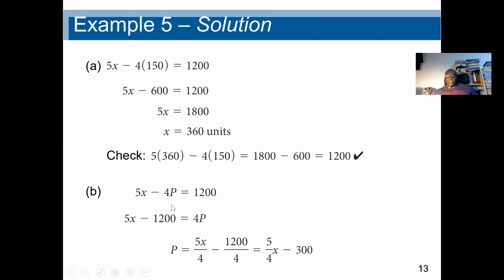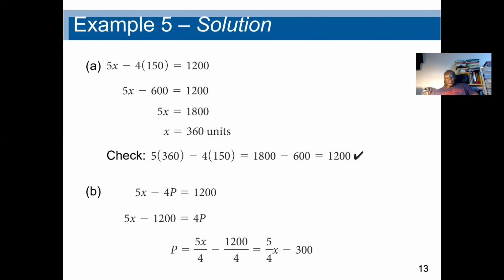So we use the same principles. Here, 5x minus 4p equal to 1,200. I bring the 1,200 to the left side, so it becomes negative. And negative 4p to the right side, it becomes positive 4p.